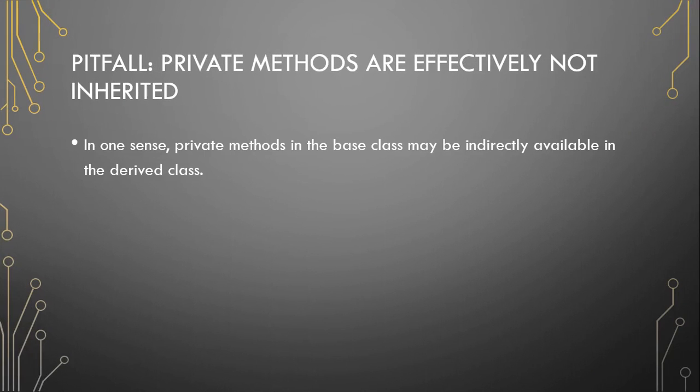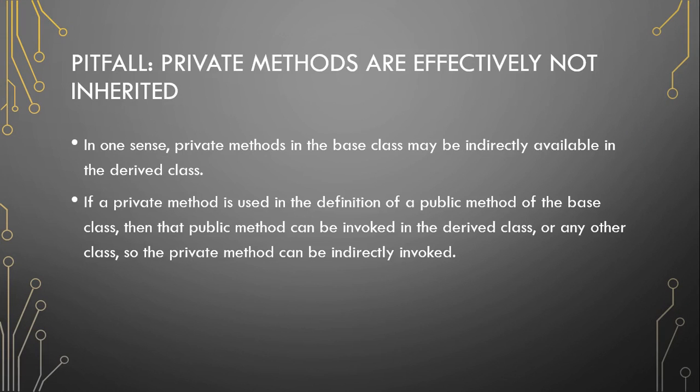So in one sense, private methods in the base class may be indirectly available in the derived class. If a private method is used in the definition of a public method of the base class, then the public method can be invoked in the derived class, or any other class for that matter, so the private method can be indirectly invoked. So let's say the public method invokes, as part of its process, a private method. Well, it's still going to have access to that private method if you're calling it from the derived class. It's just that you won't be able to call it or do anything with it directly from the derived class.